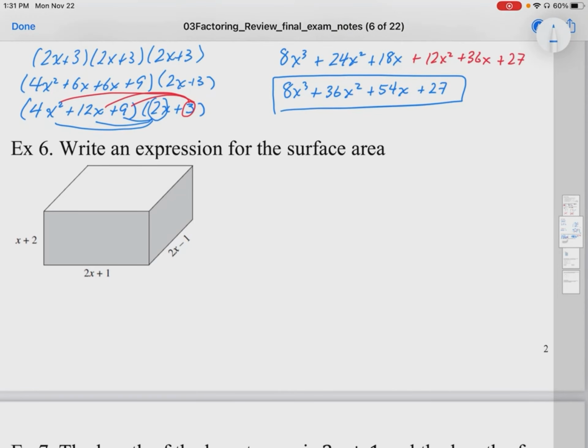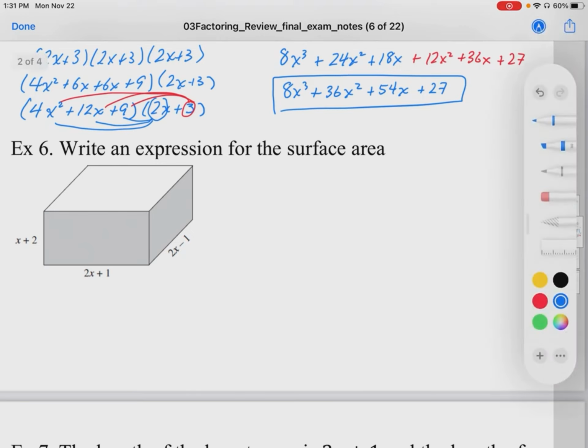For this one here, to do the surface area, we have to account for all 6 surfaces. And so there's 3 different surfaces. I'm just going to shade them. There's one here which I'll do in blue. There's another surface here on the side, and there's another surface on the front. So I'll start with the top surface. It's going to be (2x + 1) times (2x - 1).